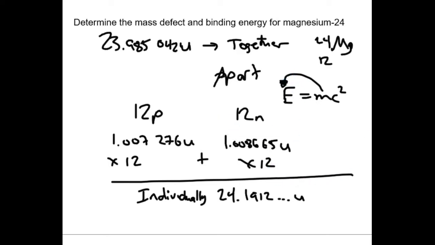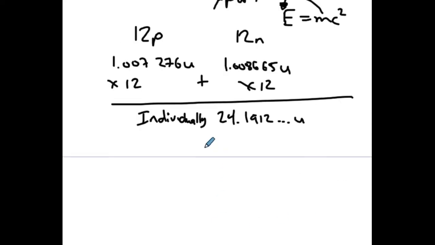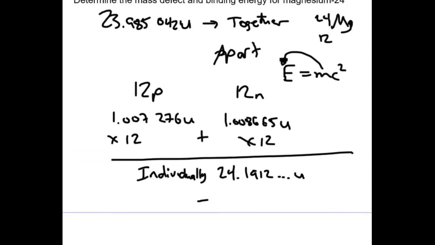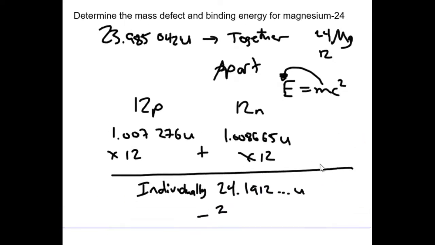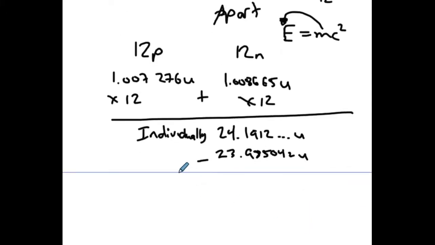So if I want to then do the same thing and calculate the mass defect and the binding energy, I'm going to subtract what they are together. So we've weighed pure uranium-24. Pure uranium-24 actually weighs 23.985042 atomic mass units. So I'm going to subtract those numbers from each other. So I'll take my answer, subtract 23.985042. That leaves me with 0.20625. So that's my missing mass.